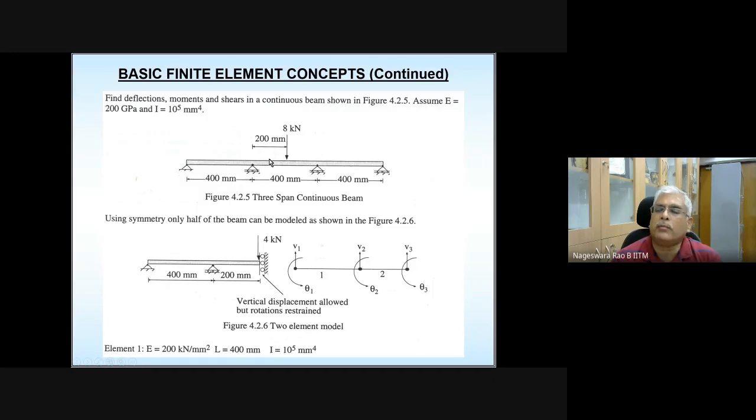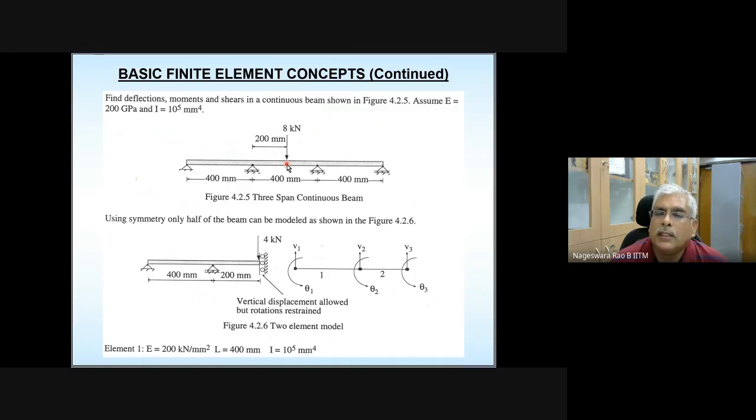So for this problem, if you want to solve this entire problem, you need to have one element here, one element here, one element here, one element here. And a node should be there right at the point where the load is applied. Otherwise, it's difficult for us to apply these force boundary conditions. So we should have one node here.